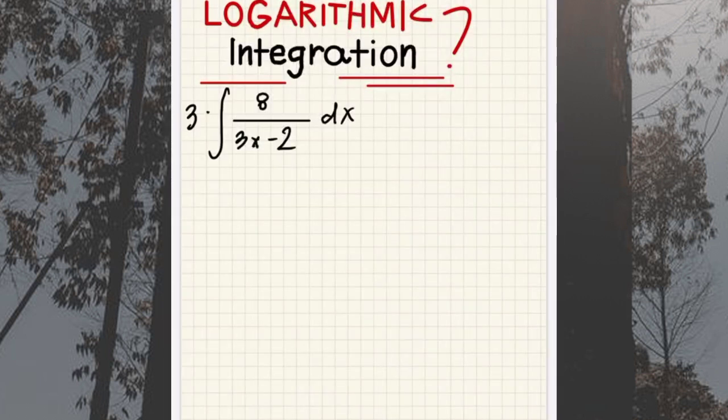So this is our problem number 3. If we have a constant numerator, just factor it out and apply the rule. So our rule here is: if we have a constant numerator, then the integral of 1 over ax plus b dx is equal to 1 over a ln |ax plus b| plus c.